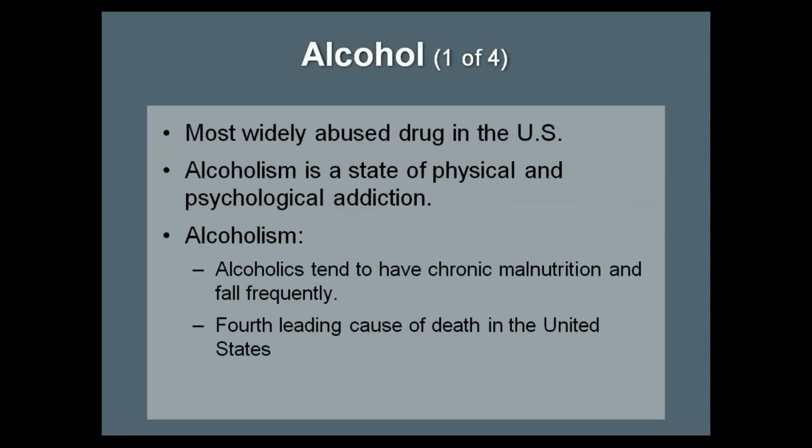So alcohol, most widely abused drug in the U.S. Alcoholism is a state of physical and psychological addiction. Alcoholics tend to have chronic malnutrition and fall frequently. I think we've all seen this. Somebody who's constantly what we'd consider an alcoholic are frequent flyers that we see regularly, and it doesn't have to be a frequent flyer. We can have one time where they get bad enough that a family or somebody checks on them and says, all right, call 911, and here we are.